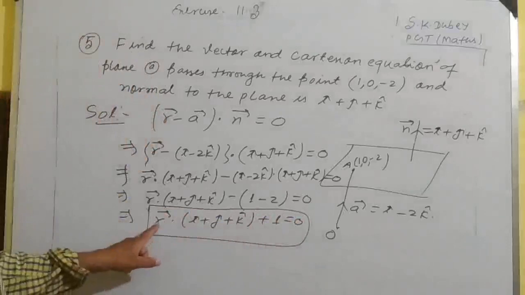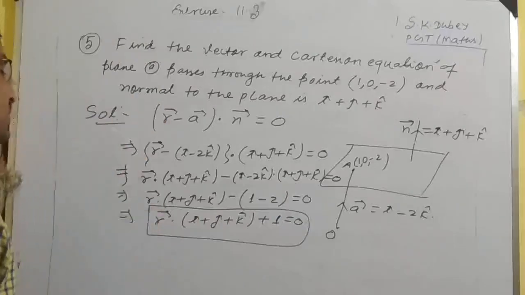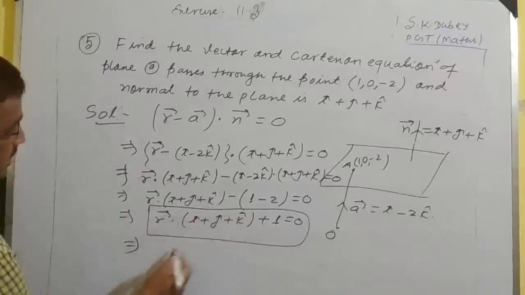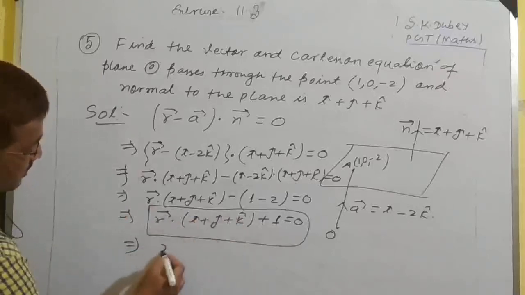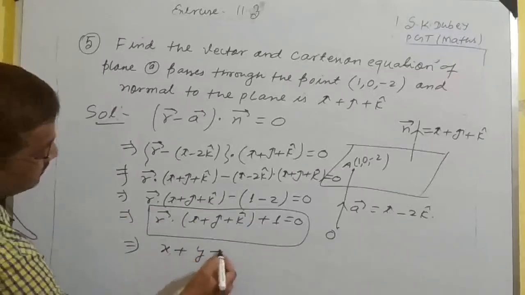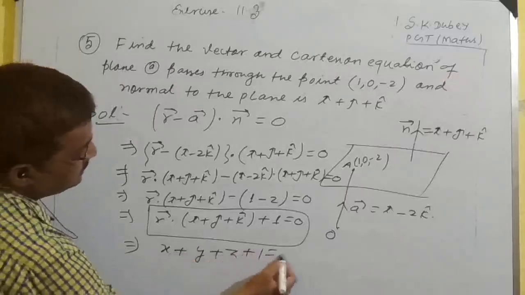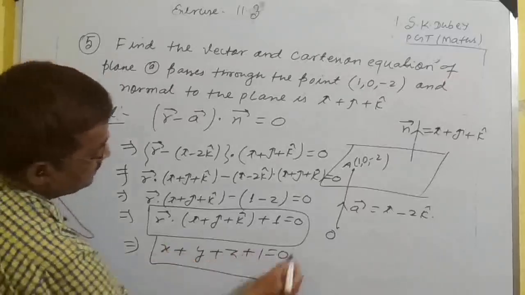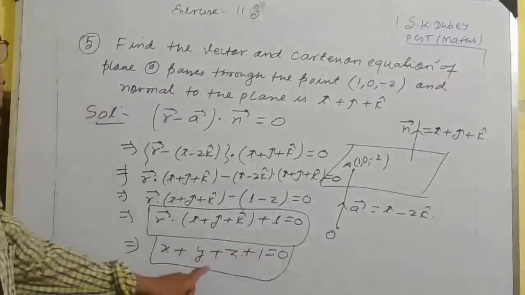Now putting vector r equal to xi plus yj plus zk and taking the dot product with i plus j plus k, we will get x plus y plus z plus 1 is equal to 0, and this is the Cartesian equation of the plane.